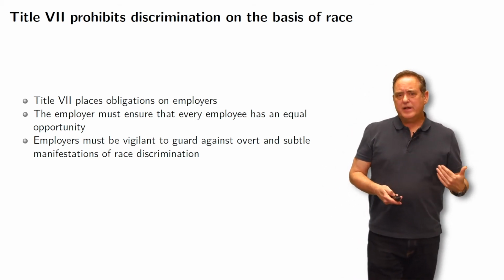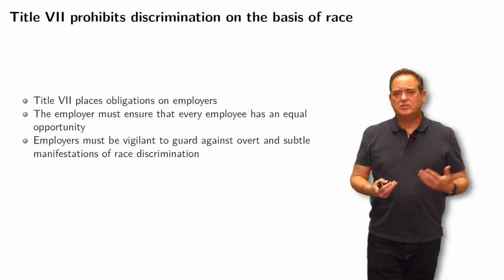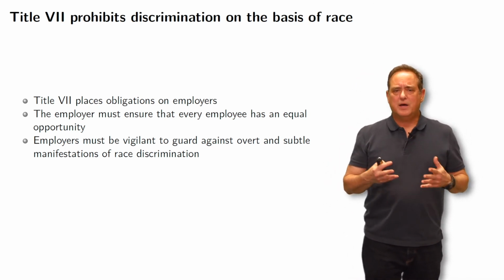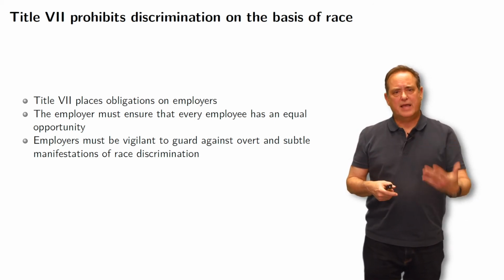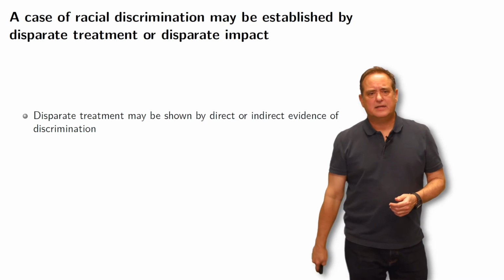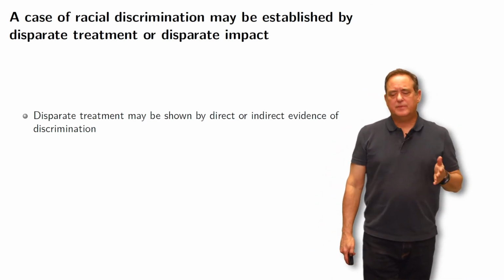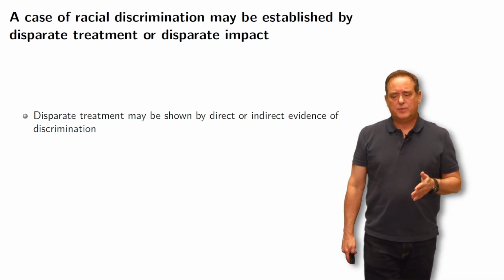Now, employers, of course, have to be careful to guard against subtle manifestations of race discrimination, and we'll talk a lot more about that when we start talking in more detail about disparate treatment and disparate impact claims. Now, a case of racial discrimination can be established by disparate treatment or disparate impact.